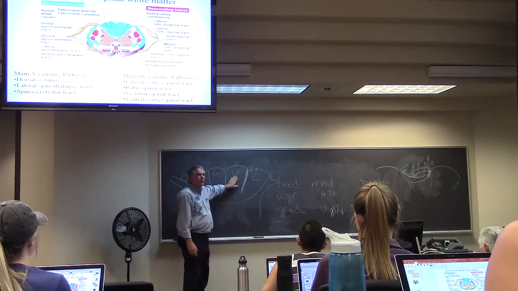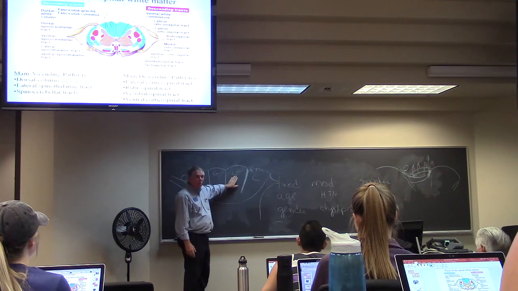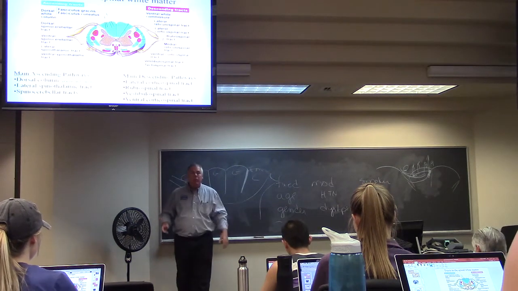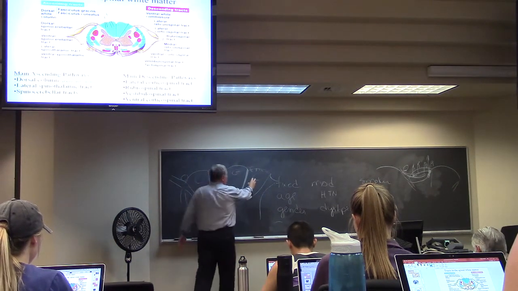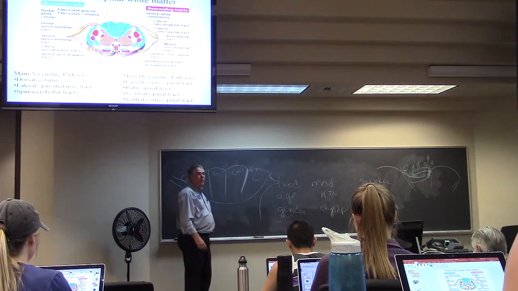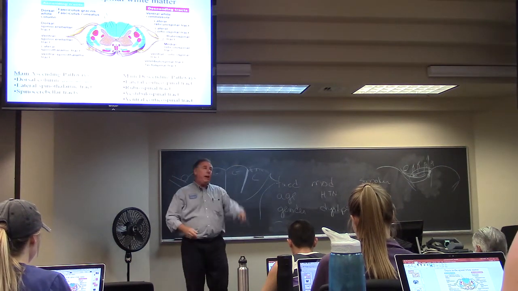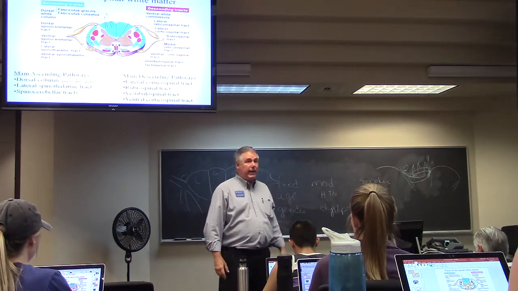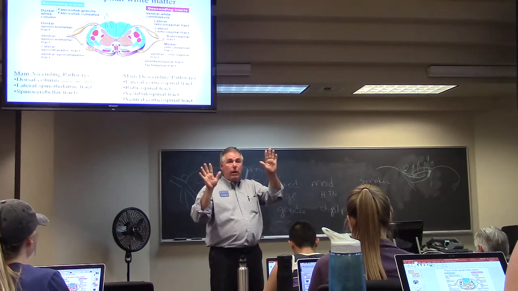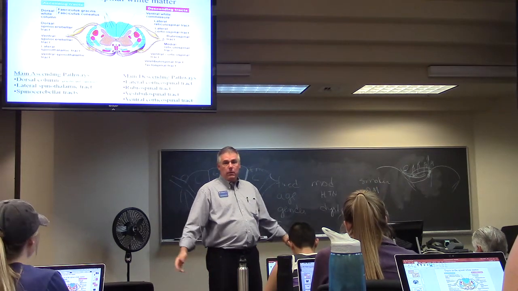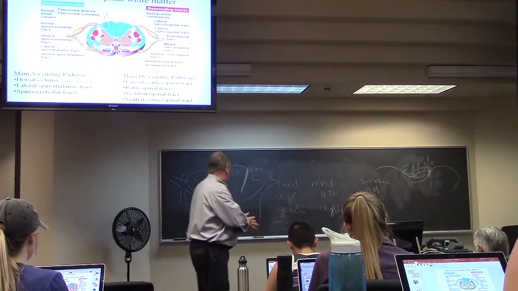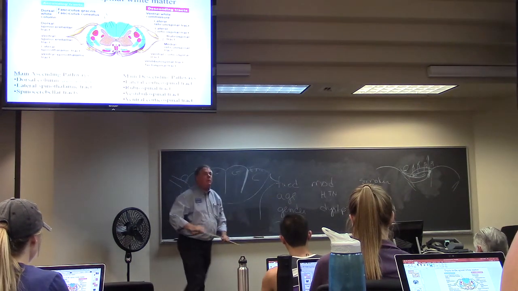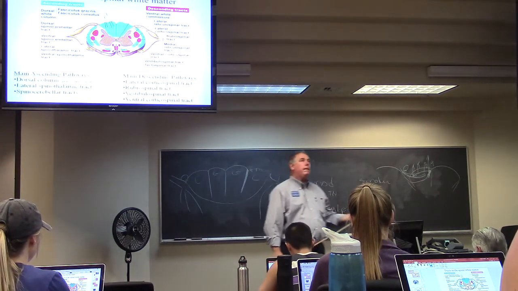The gracilis takes care of T6 and below. The cuneatus takes care of T6 and above. So you don't see cuneatus or this septum until you're above T6. So I can look at this section of spinal cord right here. I can say we're above T6 because it's got both gracilis and cuneatus. Okay? No questions about that? Excellent.